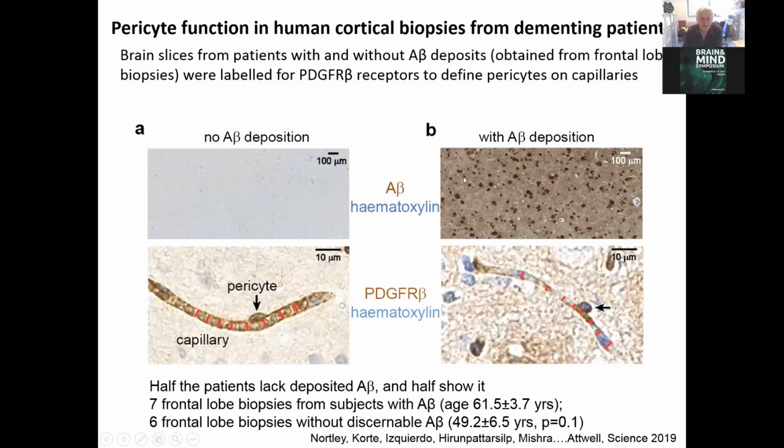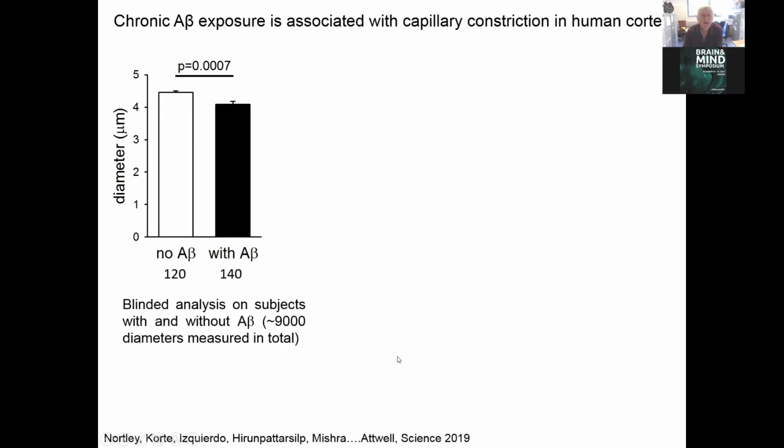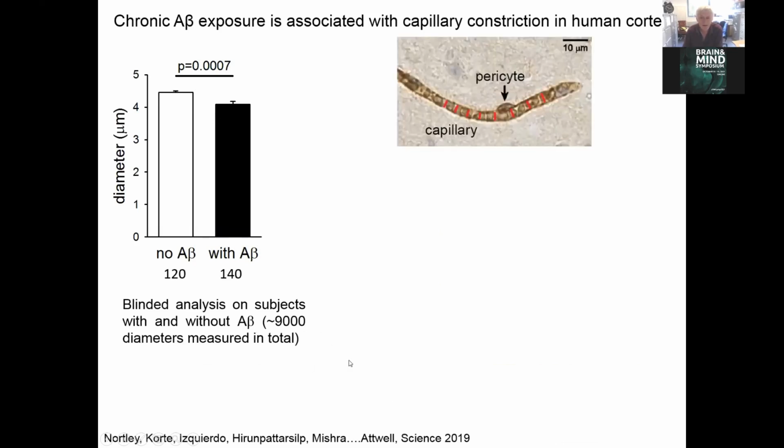We could then access that archive tissue and look at the pericytes on it and see how the diameter of the capillaries is affected. And when we do that, we found a mean 8% reduction of blood vessel diameter. Doesn't sound like very much. You have to measure about 9,000 diameters to pick it up.